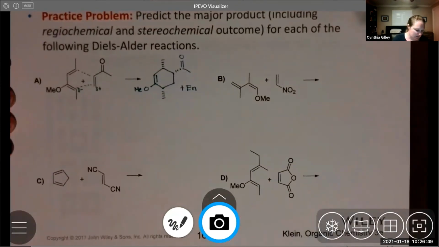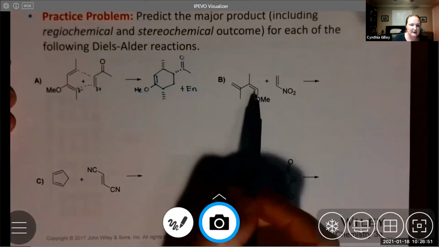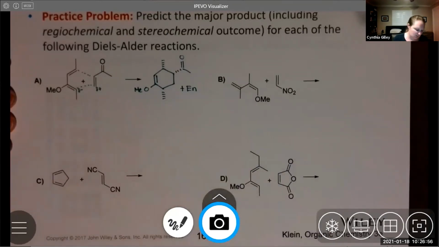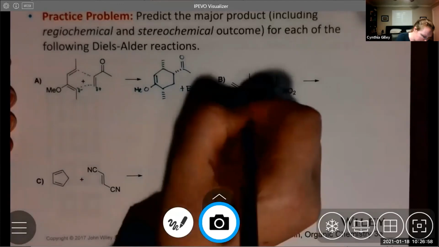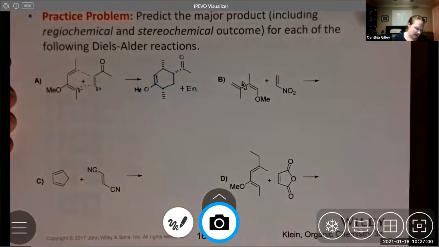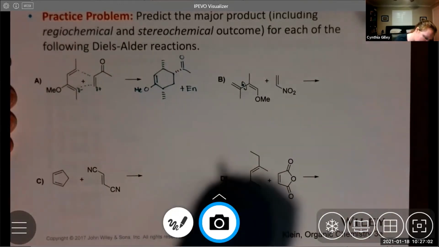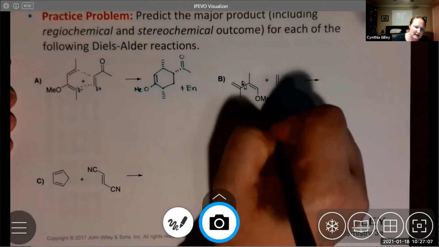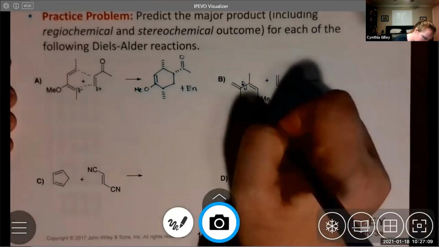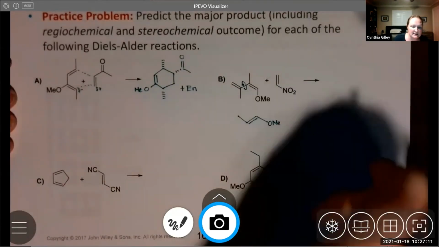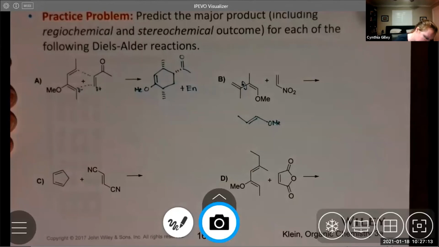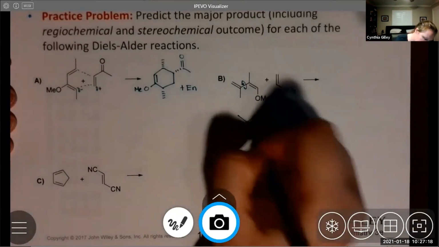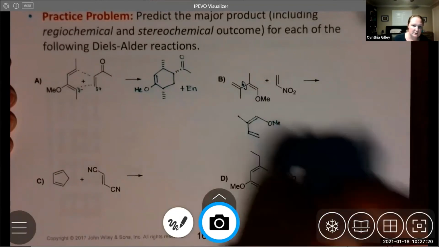Let's move on to the next one. This one, it looks like I was not given the diene in S-cis conformation. So I need to do a rotation about the central sigma bond. And I also want to rotate it so that I'm going to be able to align it nicely with the dienophile. I'm also going to slightly rotate this in the plane. You can do this in one step. If you can visualize it all together, then you can do it together.